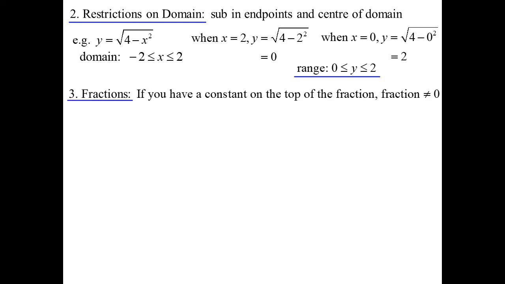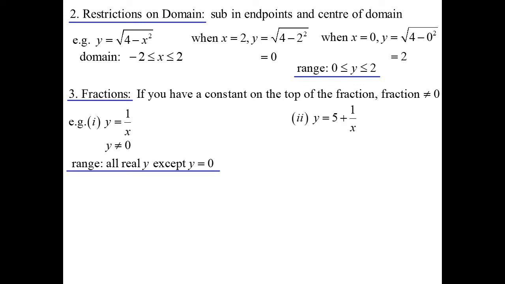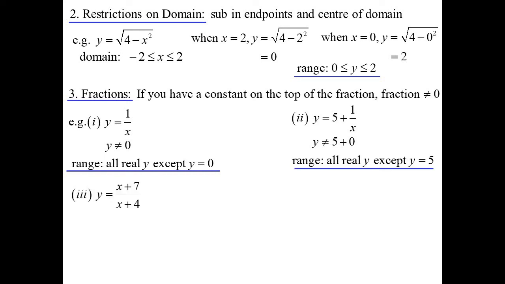Fractions. Okay, well, how does this affect range? If you've got a constant on the top of the fraction, that fraction can't equal 0. So you can't get 0 out as an answer. Go back to y equals 1 on x then. This function could never equal 0. It doesn't matter what you substitute in, you're not going to get the answer 0. So therefore, the range is all real y, except y equals 0. 5 plus 1 on x then, well the 1 on x can't equal 0, so the whole function can't equal 5.